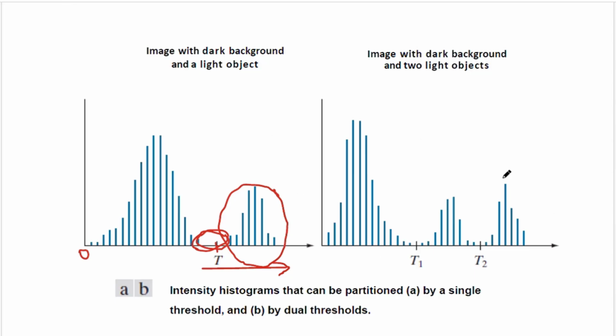Now coming to this histogram, there exists a dark background and two light objects. These samples represent the background, nearer to 0, and you have two light objects because these are very near to L minus 1. So with single thresholding, you can't separate these two objects. What you have to do is go for multi-level thresholding. Below T1, consider it as background; between T1 and T2, consider it as an object of one class; and above T2, consider it as an object of another class.